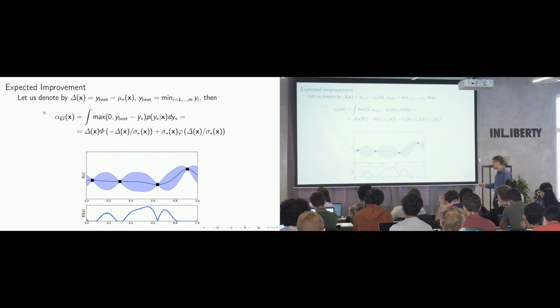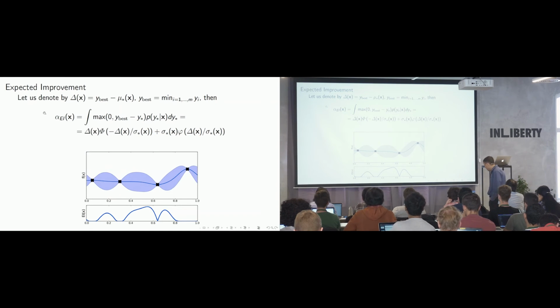So in this case, this expected improvement criterion looks like this. This candidate is located here, and you see that the possible position of the minimal value is given here. And then we iterate.